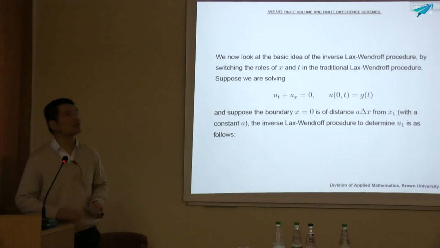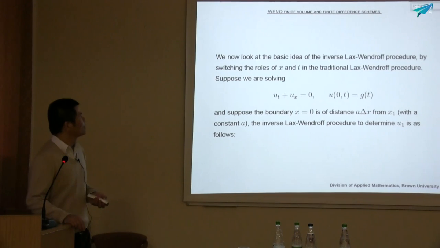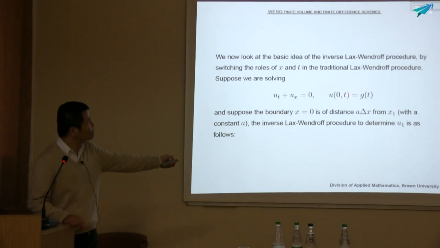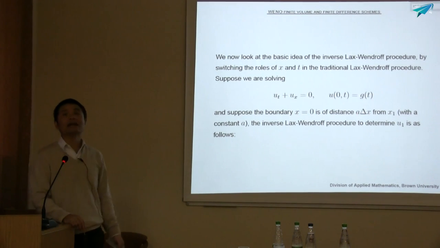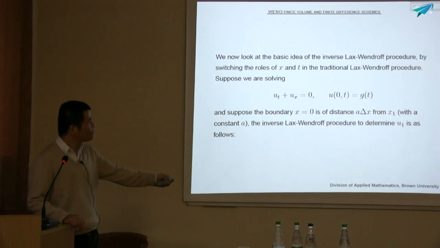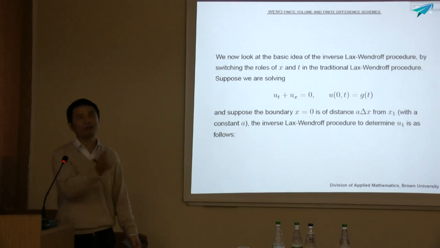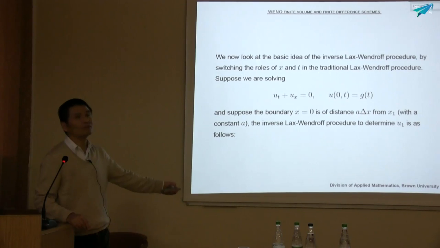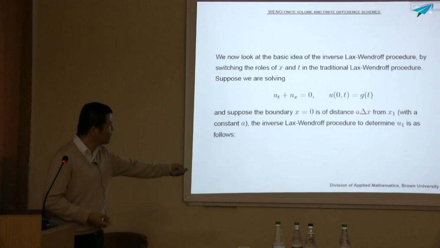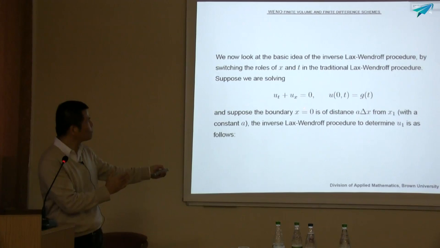Now I just reverse space and time to get the inverse Lax-Wendroff procedure. This is what you do. You are trying to solve u_t plus u_x equals 0. You are given a boundary condition u at x equals 0, t, is g(t). Your problem is that, first of all, x equals 0 is not necessarily at a grid point. Its closest grid point x_1 is a times delta x away from this boundary. a could be 1/2, it could be any number. It may not be an integer. You can do this for x_2 and so on. For x_2, this would be a different a: if for x_1 it is a, for x_2 it will be a plus 1 times delta x. Anyway, it is some multiple of delta x away from x equals 0.